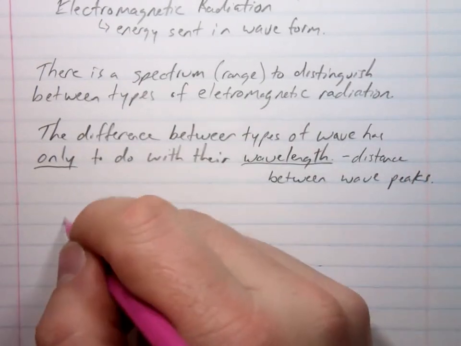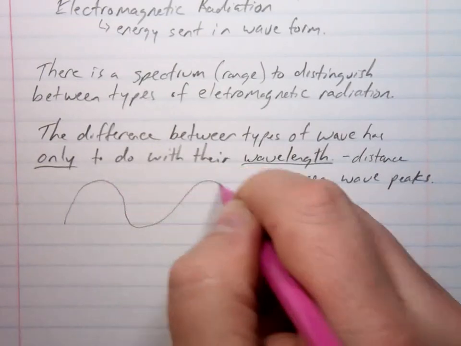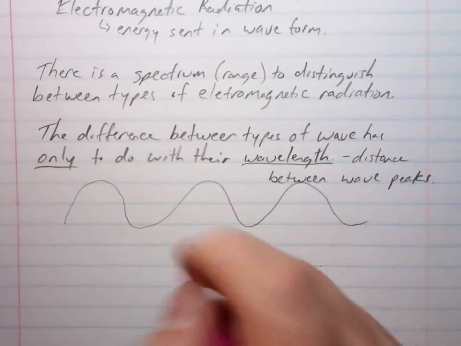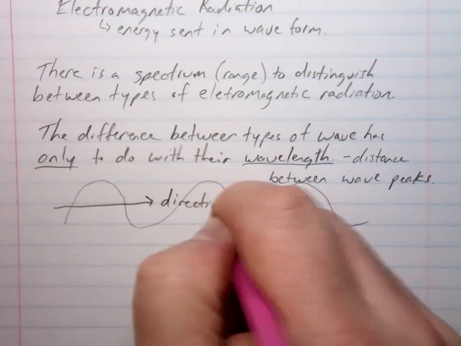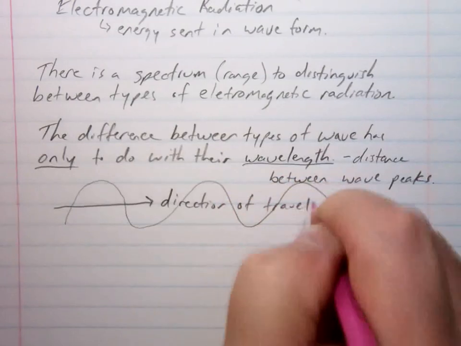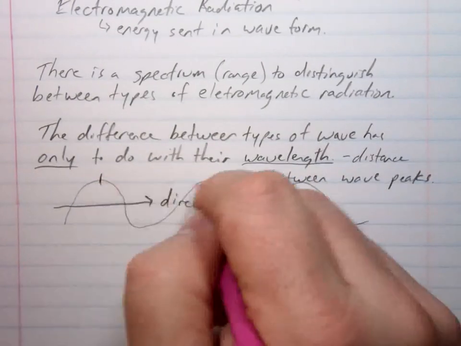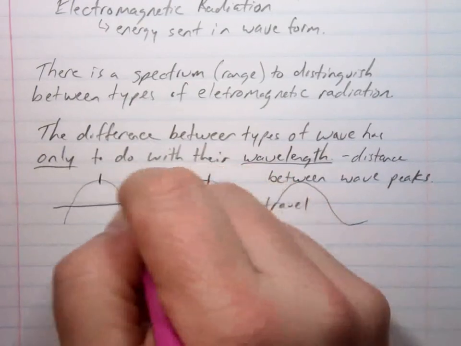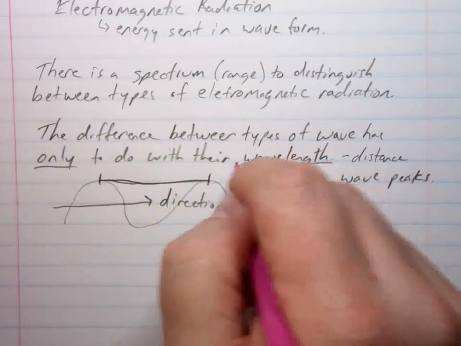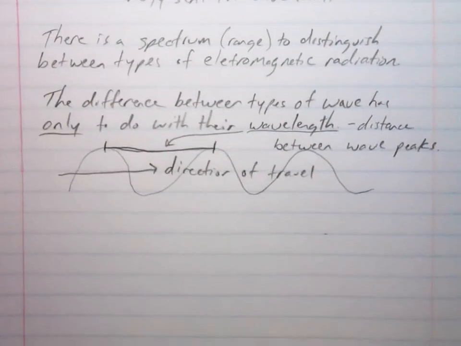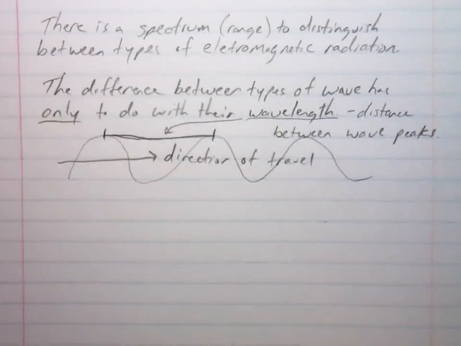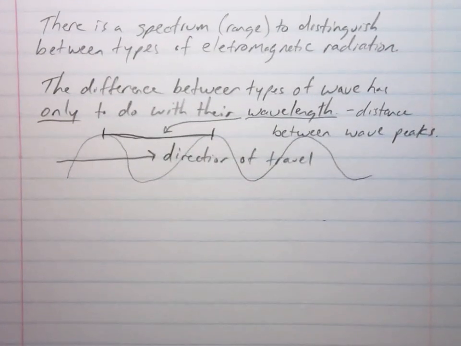So this radiation travels in sort of a sine wave, okay? And where this would be the direction of travel, so the wave is headed that way. And a wavelength, very simply, is the distance between the peaks of the wave. The distance between the peaks. That's all it is. Now, the consequence of the distance between the peaks and what it represents is quite substantial. But in a nutshell, that's all it is.